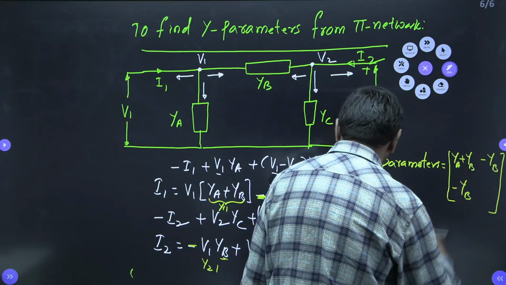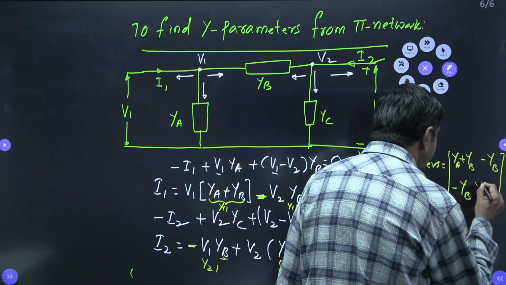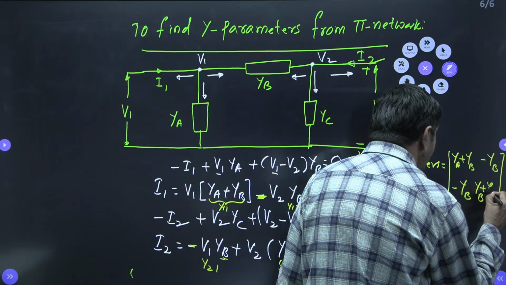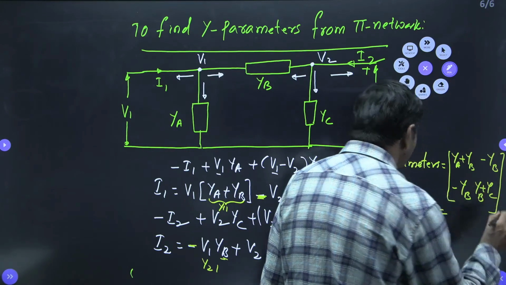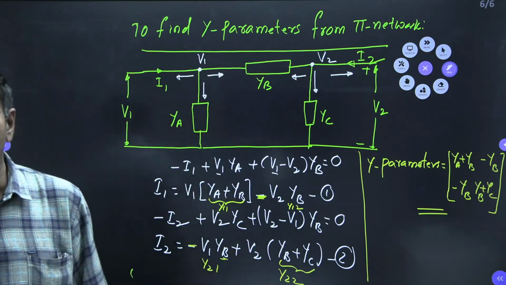Minus YB I can put here now. YB plus YC is nothing but Y22. YB plus YC here. Like that, Y parameters are calculated from the given pi network only now.